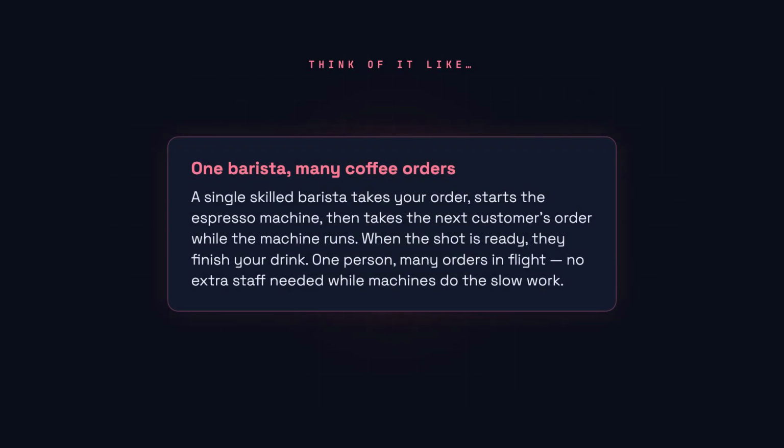Think of a busy coffee shop with one experienced barista. They do not stand frozen, staring at the espresso machine, waiting for it to finish. They start the machine, then immediately turn and take the next order. When the machine beeps, they come back and complete the first drink. That is exactly what an async event loop does. It starts an I/O operation, hands control to the next task, and comes back when the result is ready.